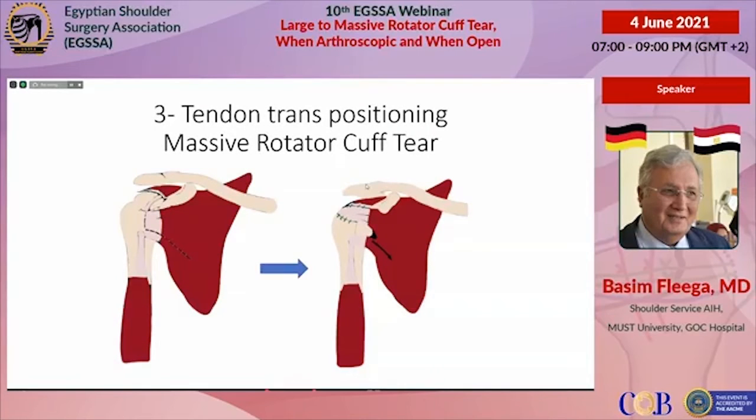Tendon transpositioning repair is also done arthroscopically. That is by resecting the upper half of the subscapularis, for example, here in this case, and then pulling this part upwards and suturing the lateral margin to the bone and the medial margin to the remainder of the supraspinatus.